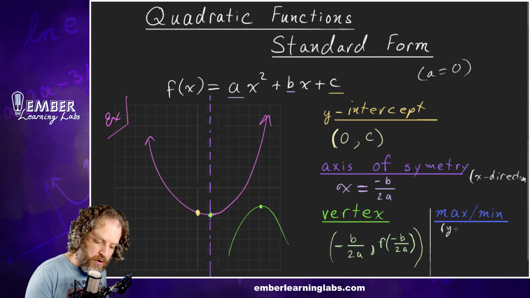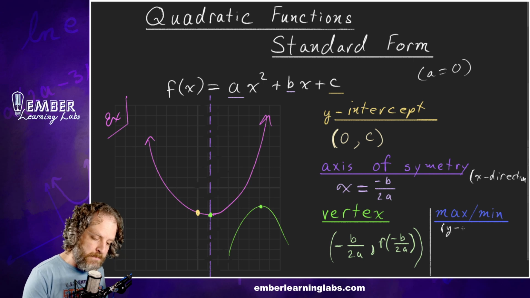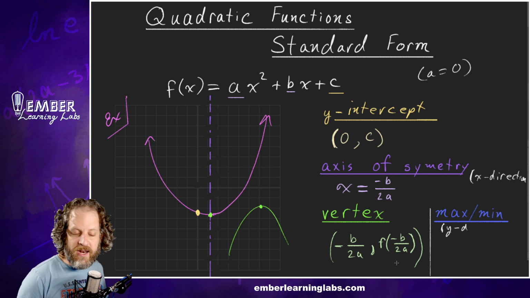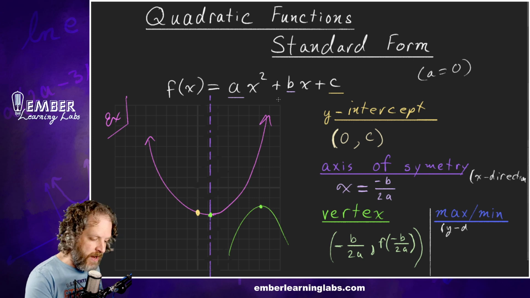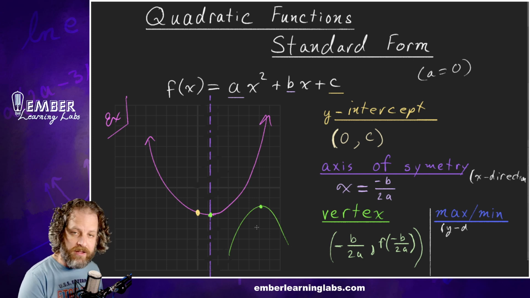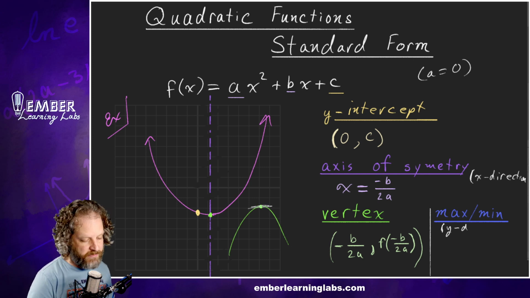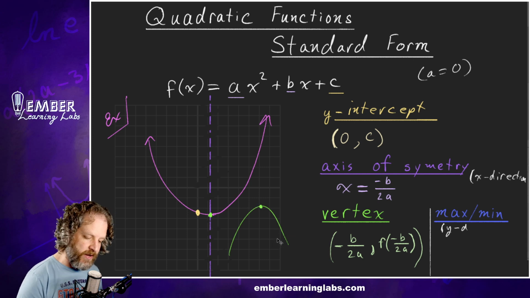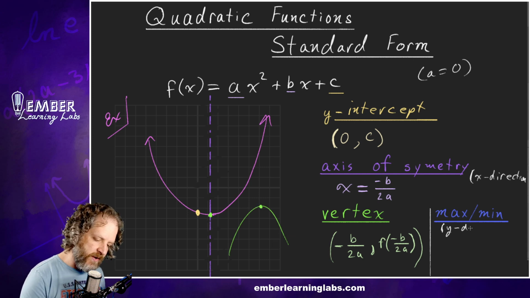Now, how do we know if it is a maximum or a minimum? Well, if it's an opening up parabola, then it's a minimum, right? Because it would be the lowest point. If it's an opening down parabola, then it would be a maximum, right? Because it's the highest point. So you find it the same way. It's the y direction.